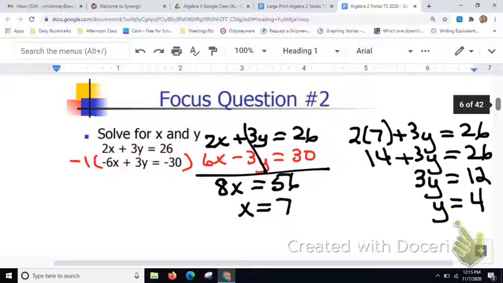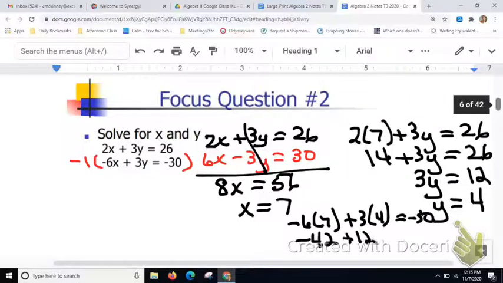I'm going to double check by plugging both those numbers into the second equation that I haven't used, not the one I just used. So negative 6 times 7 plus 3 times 4 should give us negative 30. Negative 42 plus 12 is indeed negative 30. It works. And I could just do that in my head. I could just type that in my calculator to check, but doing the check is a good idea to make sure that your solution is correct.